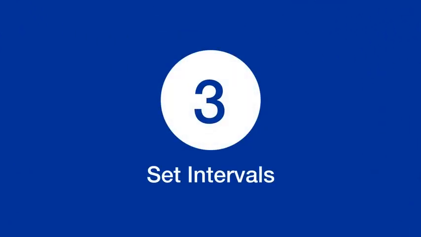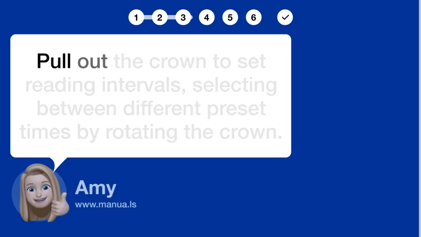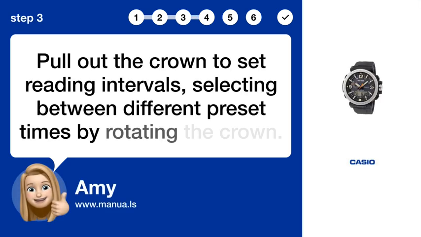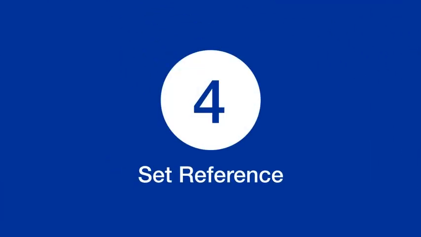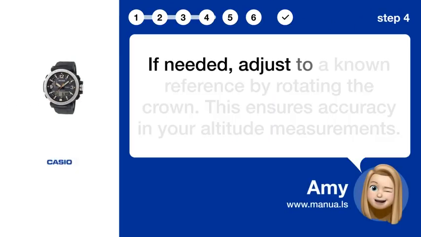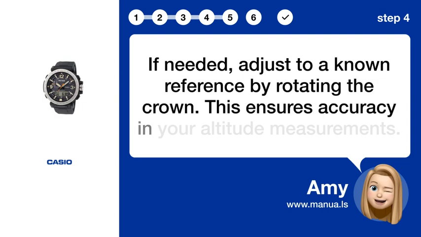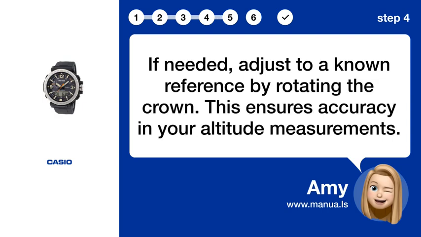Step 3. Set intervals. Pull out the crown to set reading intervals, selecting between different preset times by rotating the crown. Step 4. Set reference. If needed, adjust to a known reference by rotating the crown. This ensures accuracy in your altitude measurements.